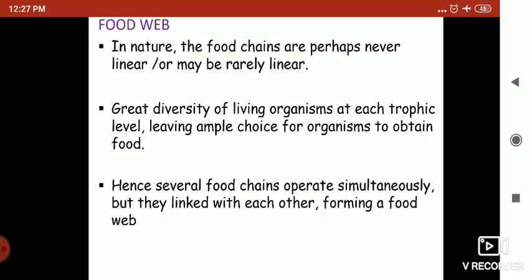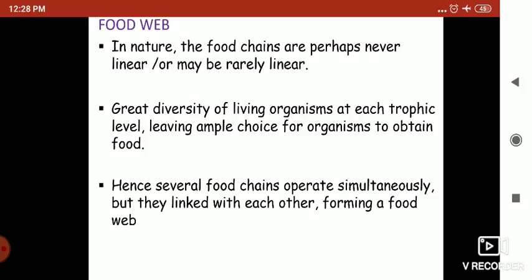Actually, food chains in natural ecosystems are never linear, or the presence of linear food chains in natural ecosystems is very rare. If there are any, they are very rare. What actually happens in nature is that you have a number of food chains, and these food chains are interlinked to each other at various trophic levels, and this creates a network-like pattern or web-like pattern. This web-like pattern, which explains the flow of energy and matter in ecosystems, is known as the food web. This is the simplest definition of food web.